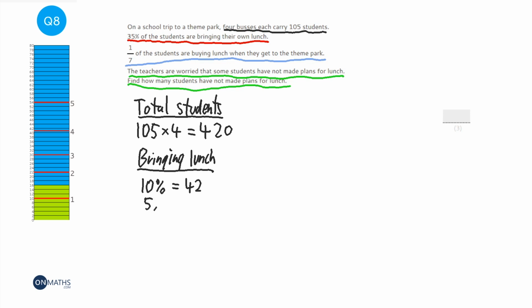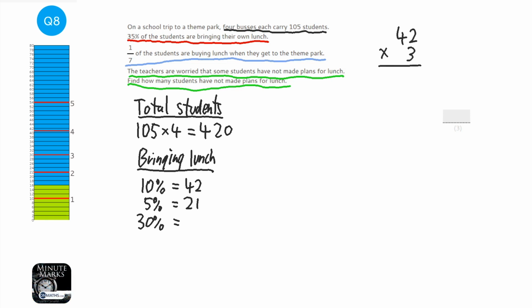And next we can work out 5%, which is going to be half of that, so it's just going to be 21. Next we need to work out 30%, because we need 35%. And all we do is times the 10% by 3. And again, I could do a bit of working out for this. So 42 times by 3. And you can use any method you want. A lot of you probably prefer doing the grid, which is absolutely fine.